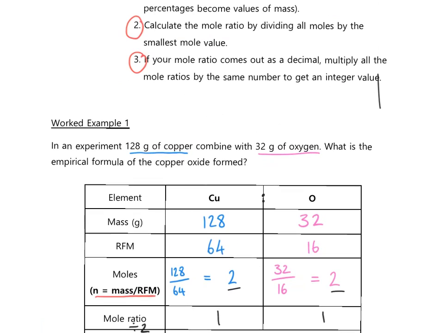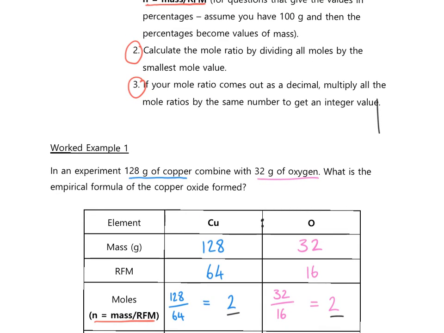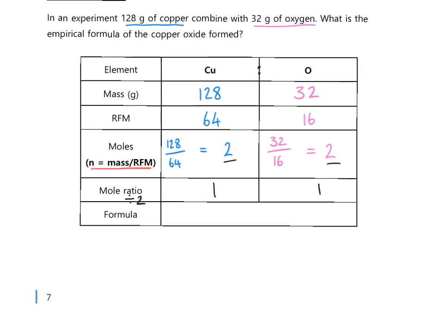Step number 3, if you look at it, just said if your mole ratio comes out as a decimal, essentially multiply it up so that it's an integer value. But we don't need to do that in this case. Our ratio is 1 to 1, which shows us that our formula is CuO. And I know you might say that we could get that by doing swap and drop with copper of a valency of 2 and oxygen of a valency of 2. But for these questions you need to work through in case the elements are in any different ratio.